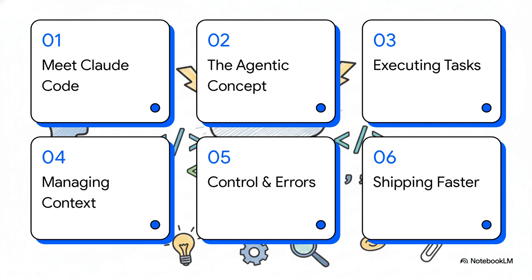So, here is our roadmap. We'll start by meeting Claude Code. Then we'll unpack the agentic concept, look at executing tasks, managing context, establishing control and errors, and wrap up with shipping faster. Let's get to it.